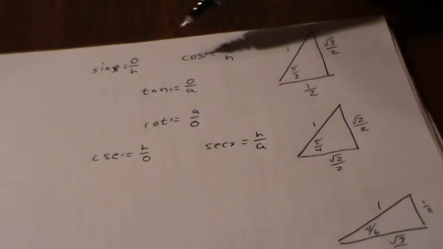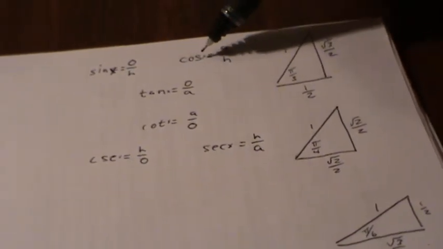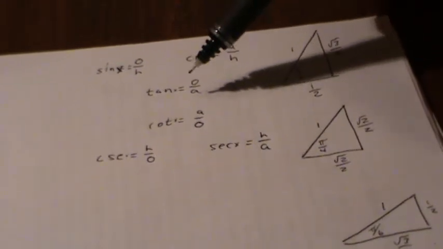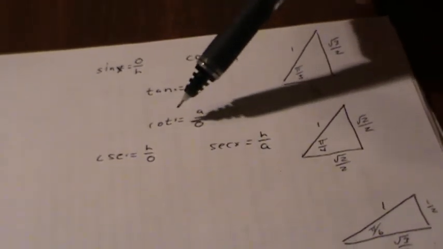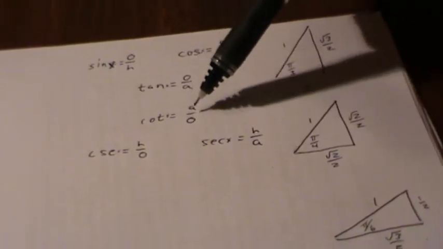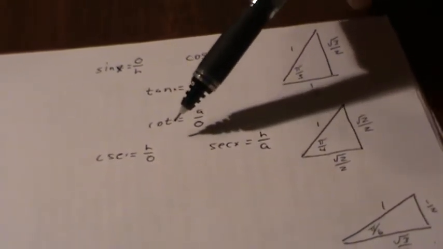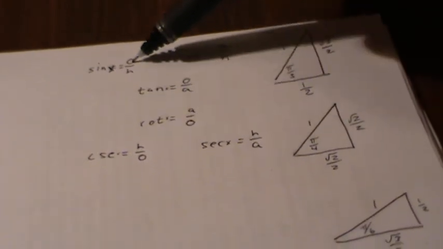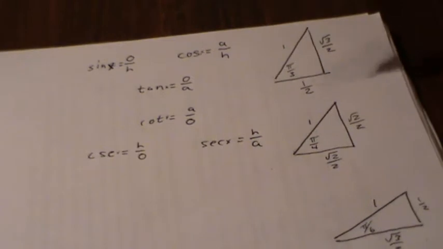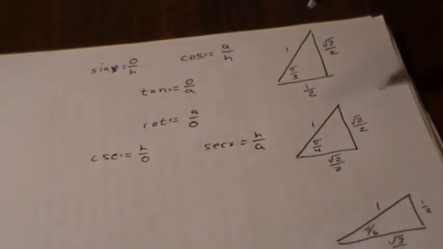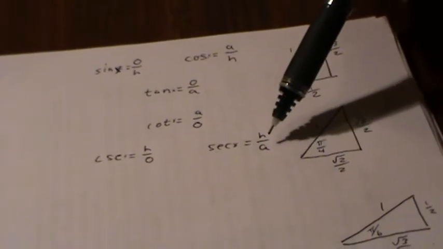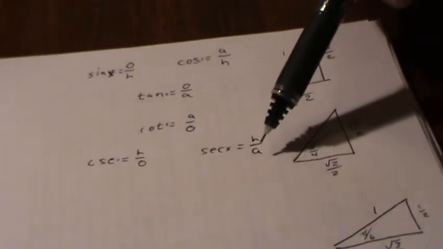Your sine and cosine, opposite over hypotenuse. Cosine is adjacent over hypotenuse. Tangent is opposite over adjacent. Cotangent is adjacent over opposite. These are reciprocals of each other. And then this and this is a reciprocal. And then that and that is also a reciprocal. Notice that this is A over H, and this one is H over A.